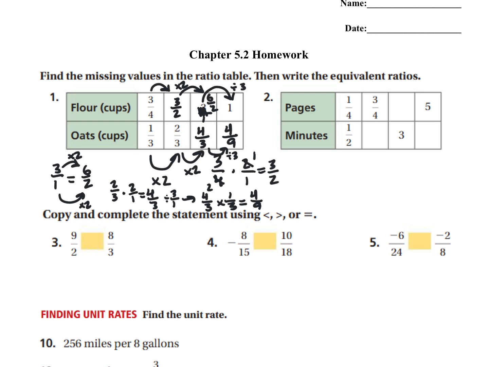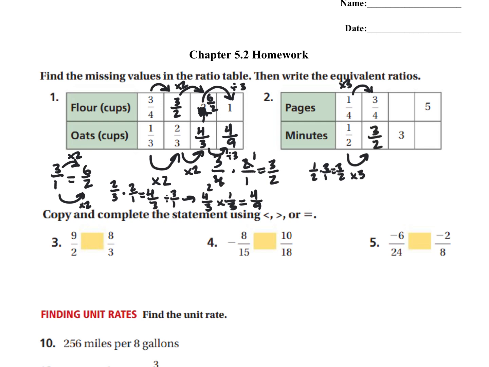Okay, second one here. For this one, I'm going to start off up here. 1/4 to 3/4, that's times 3. So we're also going to multiply by 3 here. 1/2 times 3 over 1 is just 3 over 2.